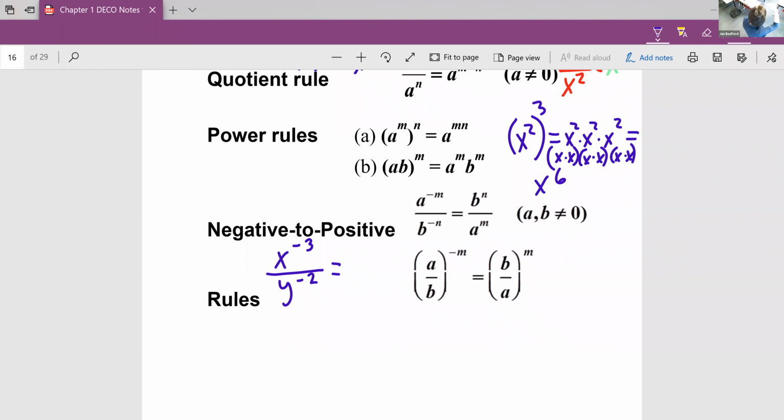So if I flip it, what's going to be on top now? Y to the, what would be the exponent? If it was a negative 2 on bottom, when I flip it, it becomes positive 2. If x to the negative 3 is on top, when I take it to the bottom, it becomes x to the positive 3. Does that make sense?